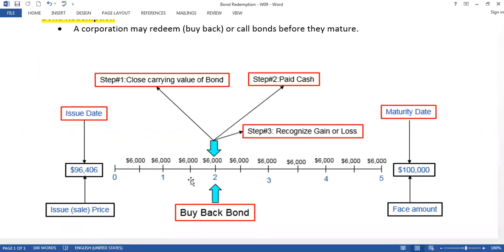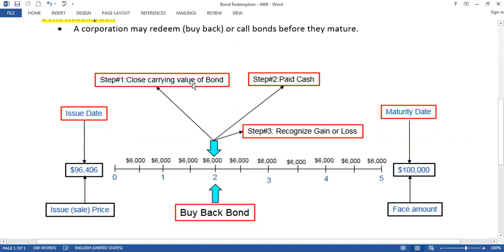So we close our bond first, that means we close our carrying value. After closing the carrying value, we pay cash. When we pay cash, if you pay more money than the carrying value, then you have a loss. If you pay less money than the carrying value, you have a gain, right? So this information, what is the carrying value of the bond, what is the amount?